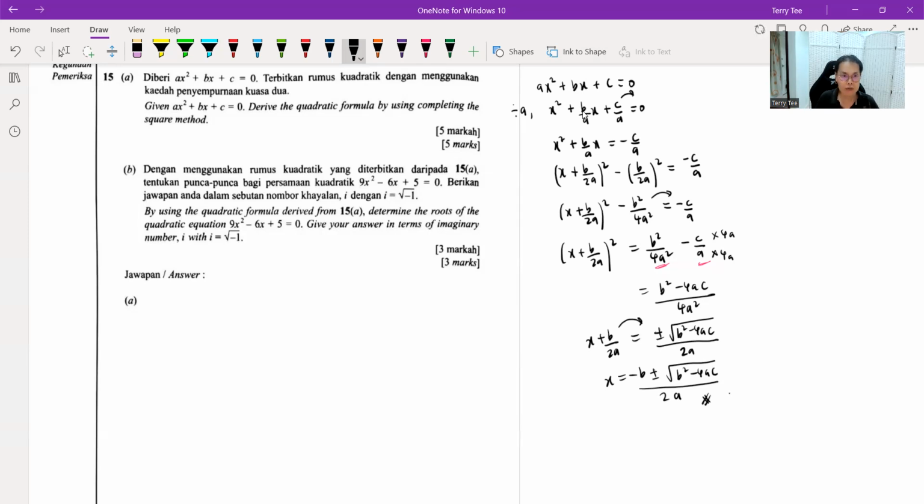All right, part B I'm going to do over here. They say this is part B here. Use the quadratic formula derived from A to determine the roots of this quadratic equation. Give your answer in imaginary number where i is square root negative 1.